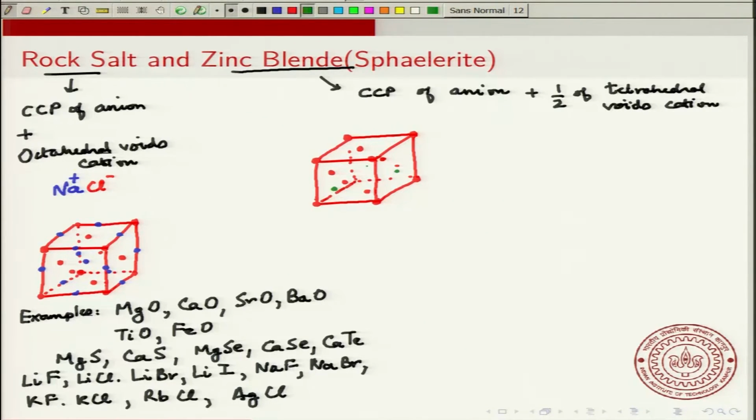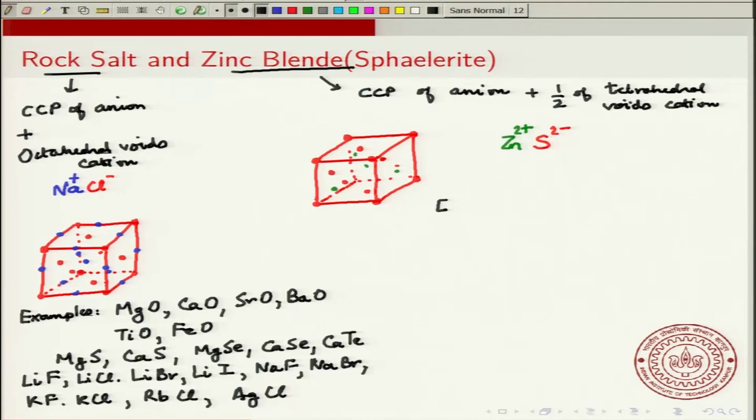Then again you take this tetrahedral void and you take this tetrahedral void. So 4 of these alternate tetrahedral voids you take, so that they are not adjacent to each other. Obviously, this is sulfide and this is zinc, zinc 2+, sulfide 2-, and there might be some partial covalent character in these bonds, but we won't discuss that. So this is the sphalerite or zinc blende structure, and it is very common. There are several examples of compounds that form the sphalerite structure.